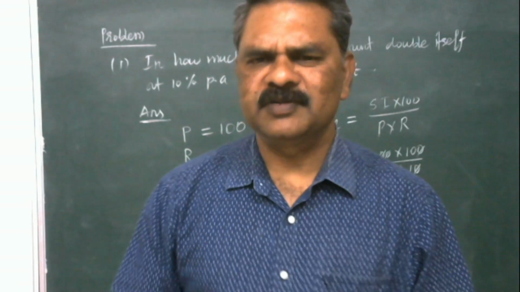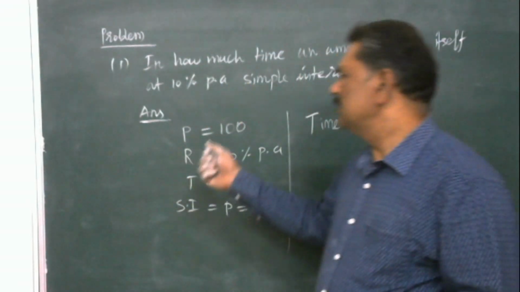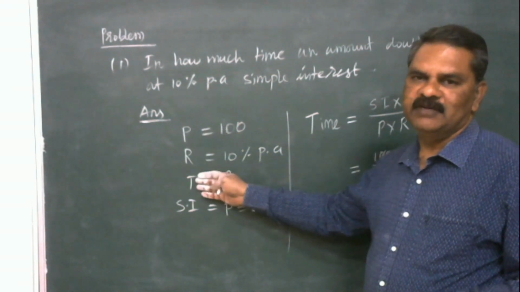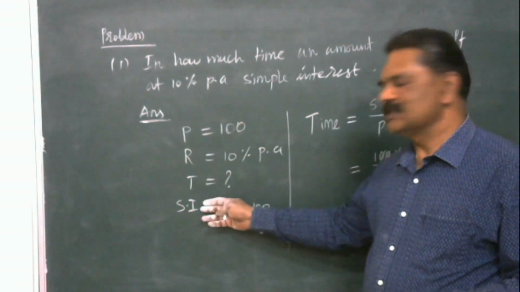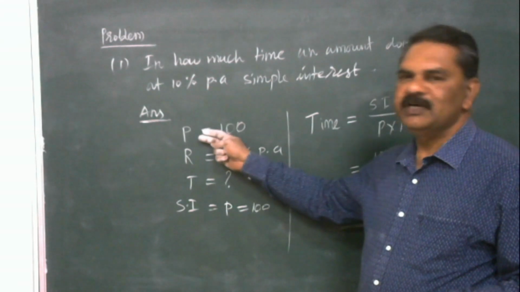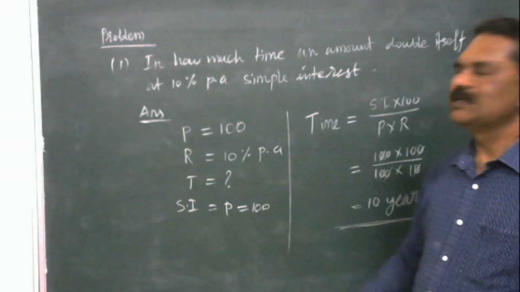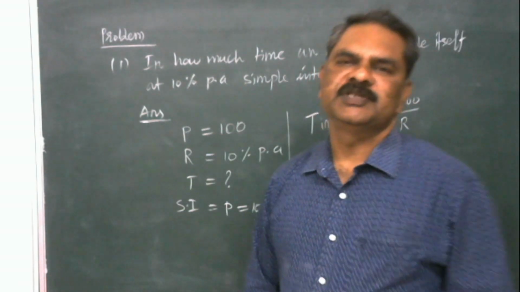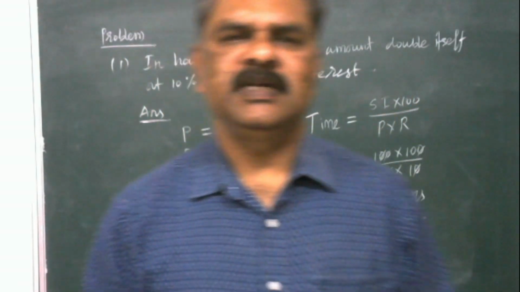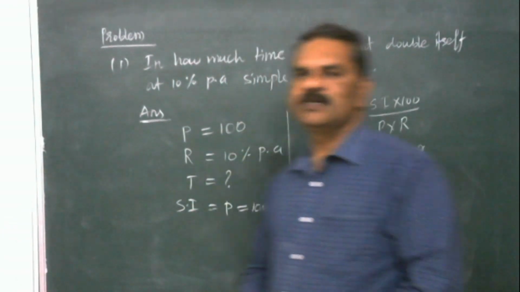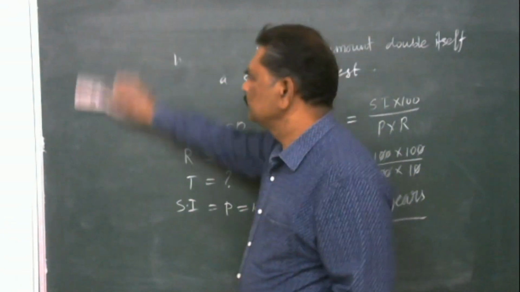Similarly, in simple interest problems, they will give you the principal, the rate, and ask for the time. Sometimes they will give the rate, time, and simple interest, and ask for the principal. For all of these, you can use this simple formula and easily find the solutions. That's all for simple interest.